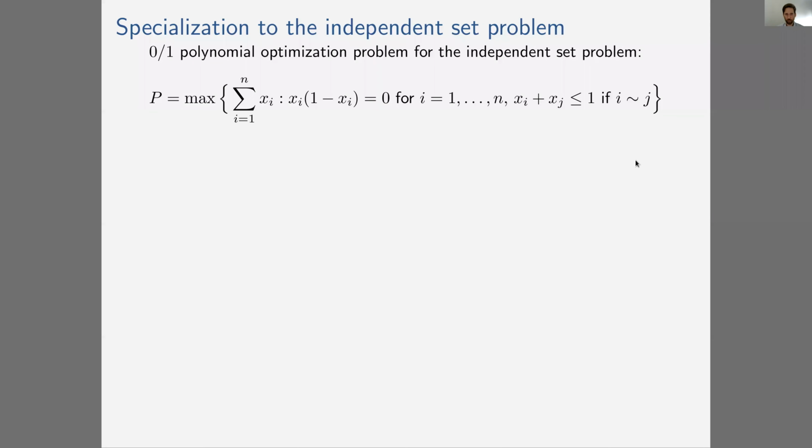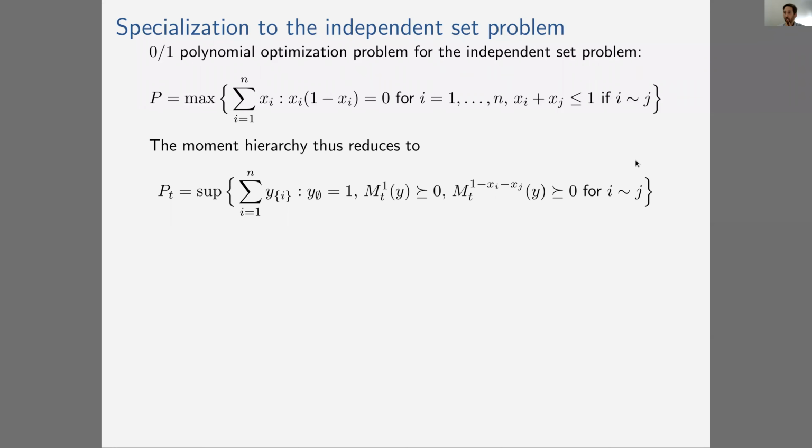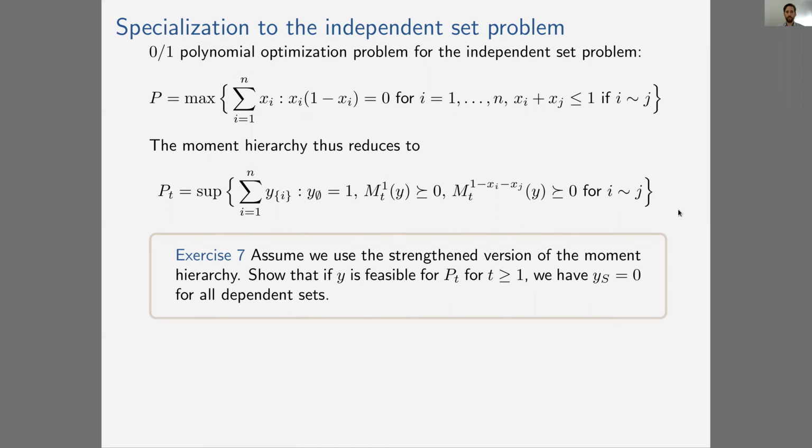So this is a maximization problem, which means that the moment hierarchies are also maximization problems. And this is what you would get if you just applied this set Q to the hierarchy on the previous slide. But this is still too complicated. We still want to simplify this more. Namely, these localizing conditions, we don't really need them. We can replace them by something simpler. And this is an exercise.